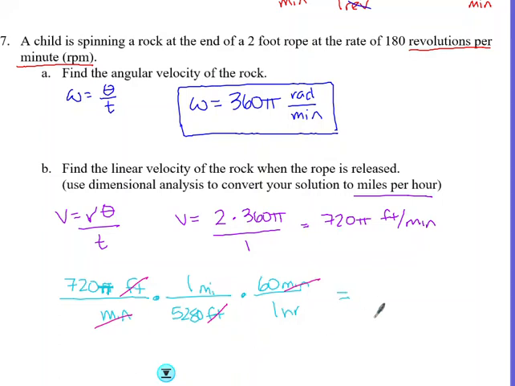So now we just need to throw this in our calculator, do 720 pi times 1 over 5,280 times 60, and we get approximately 25.704 miles per hour. So when this child lets go of the rope, that is how fast the rock is traveling.